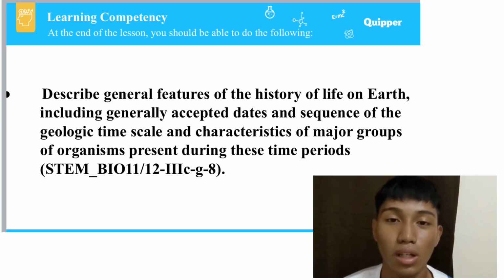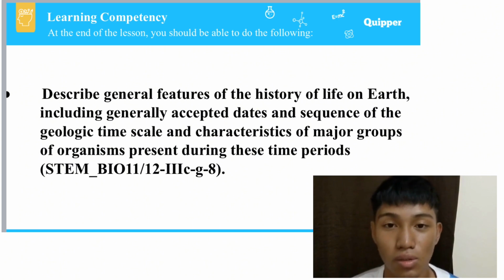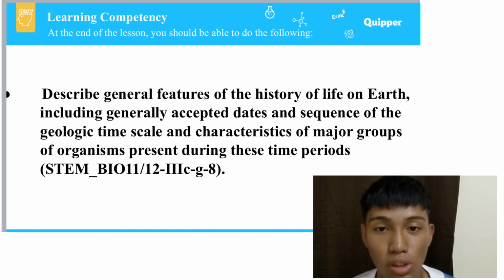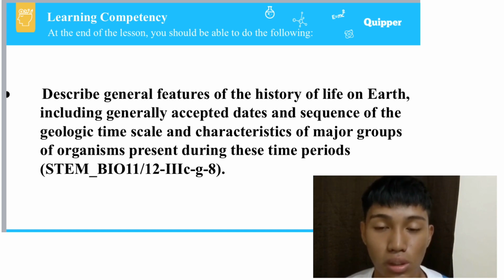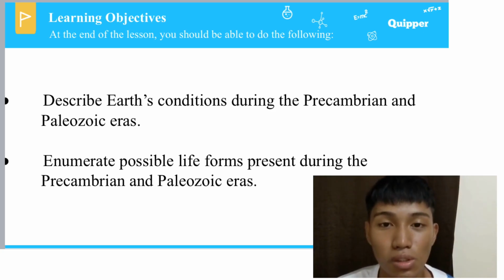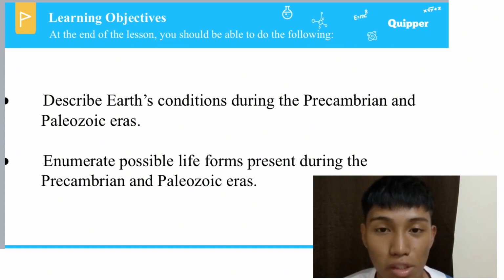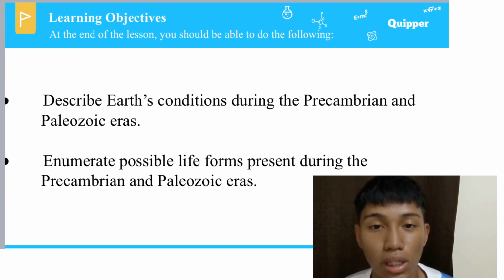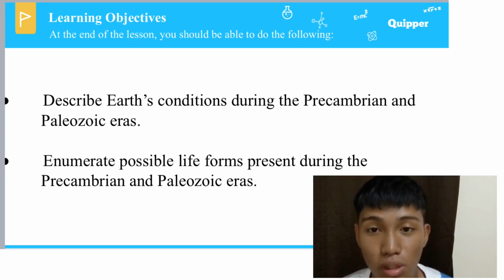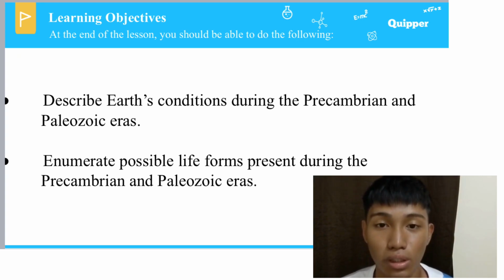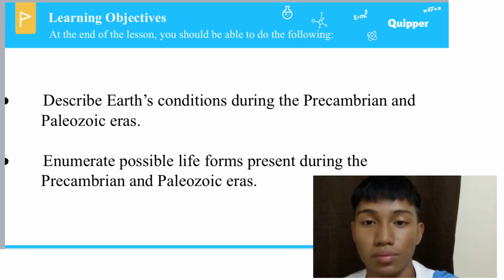Okay, let's talk about our learning competency. It's to describe general features of the history of life on Earth, including generally accepted dates and sequence of the geologic timescale and characteristics of major groups of organisms present during these time periods. Our learning objectives are to describe Earth's condition during the Precambrian and Paleozoic eras, and to enumerate possible life forms present during the Precambrian and Paleozoic eras.